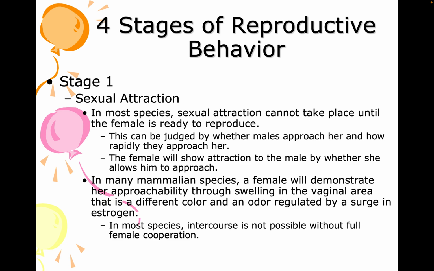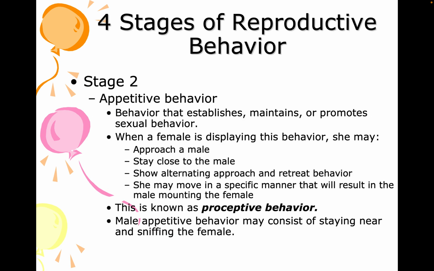In many mammalian species, a female will demonstrate her approachability through swelling in the vaginal area that is a different color, and an odor regulated by a surge in estrogen. And of course, those are the pheromones that I was talking about before. In most species, intercourse is not possible without full female cooperation, and I'll explain to you why in just a second. Stage two, appetitive behavior.